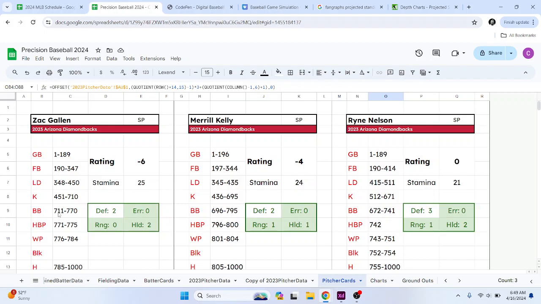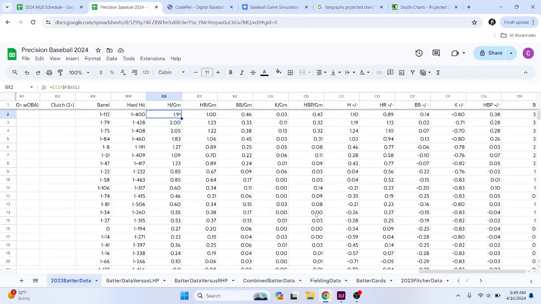So you're talking almost twice as many opportunities for good things to happen for the batter against Madison Bumgarner than Zach Gallen. So hopefully that's a good explanation, and you can understand where I'm coming from with that. And then the other part is, well, how in the world do you get to that? So I started thinking about what makes a hitter a good hitter against a pitcher.